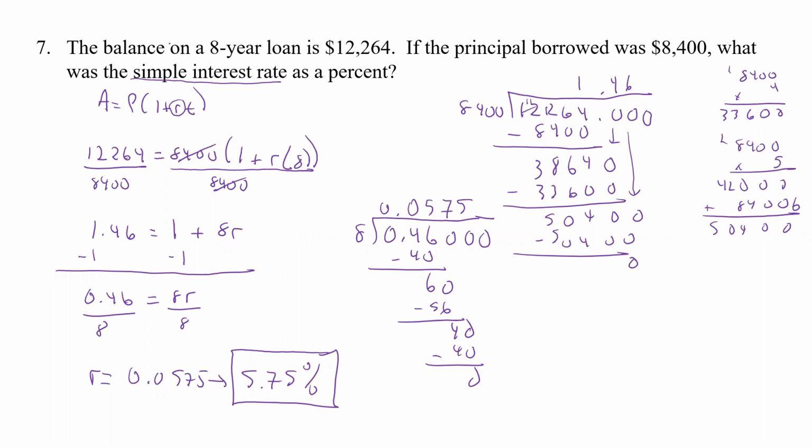So again, we used our regular balance formula, but we had to solve for one of the variables. We had to solve for r. Sometimes they might say solve for t, or they might say solve for p, and so you just have to do algebra to get back to whatever you're needing to solve for.